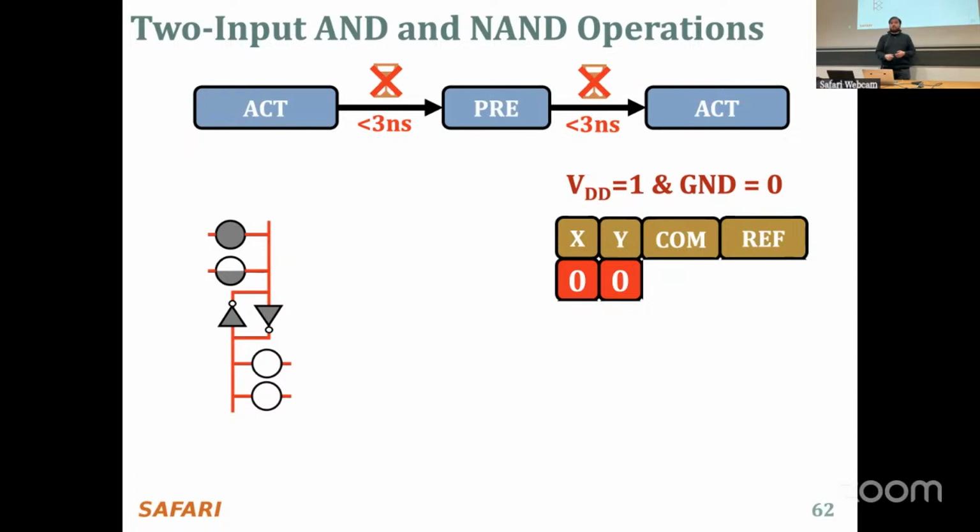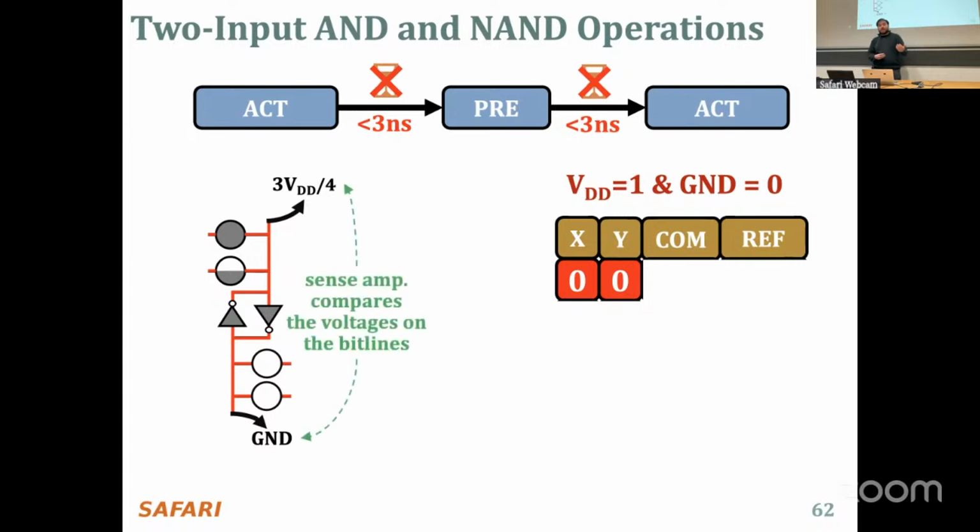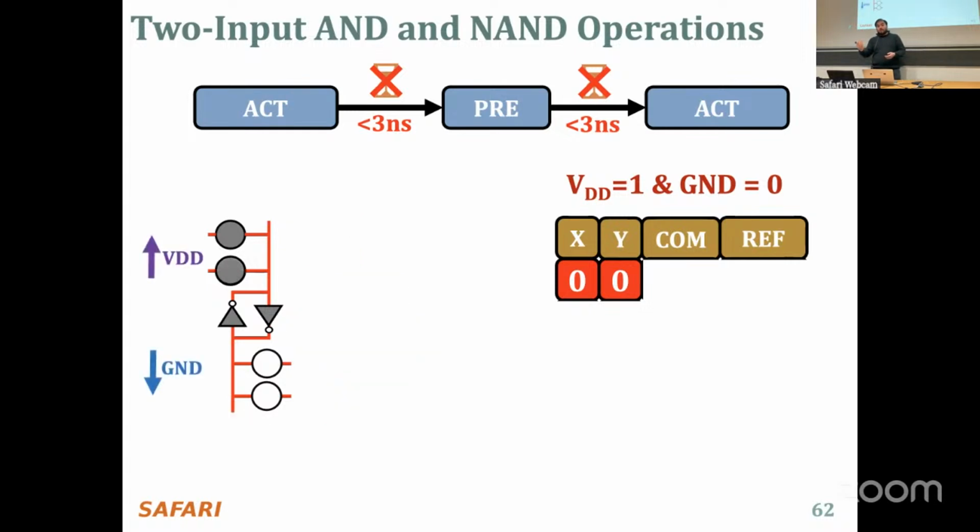The first case will be where X and Y are both 0, which is ground. Now the average for the reference bit line is 3 VDD over 4, while compute is ground. The sense amplifier will compare the voltages on the bit lines. Since 3 VDD over 4 is higher than ground, the reference subarray cells will have VDD, while the compute cells will have ground, which is computed as 0, and reference is 1.